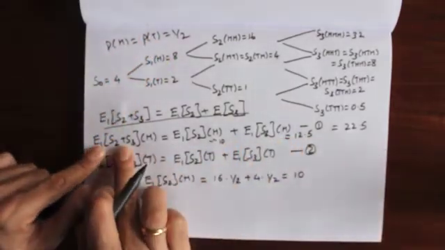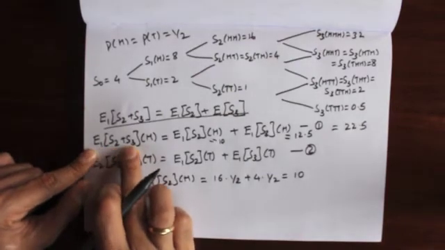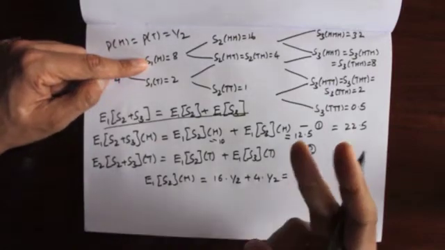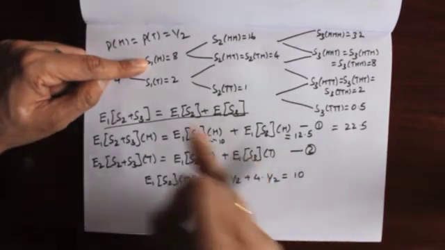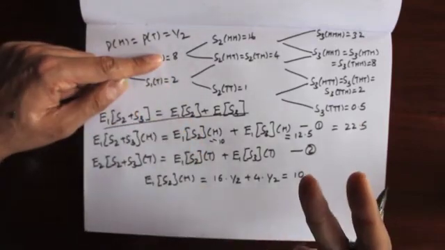Now let's calculate the left hand side, which is S2 plus S3. If we are standing here, we have two coin tosses remaining. We have already tossed the first coin and that was a head. Now we have two coin tosses remaining.